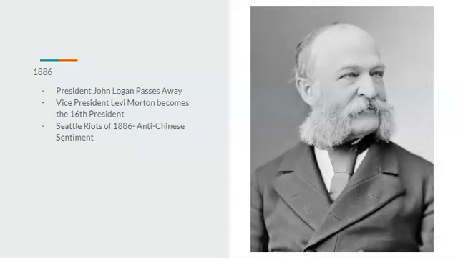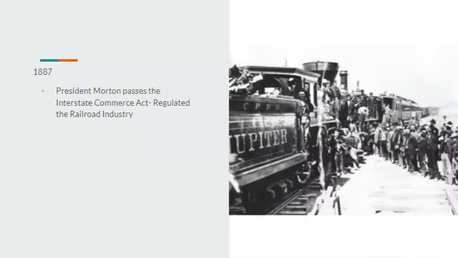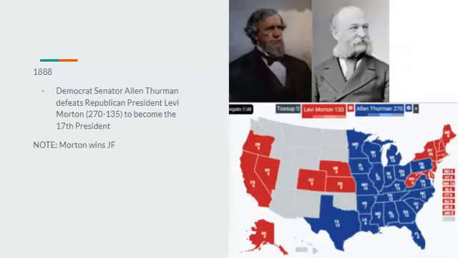However, in 1886, John Logan does sadly pass away, and his vice president, Levi Morton, succeeds him to become the 16th president. We would also see the Seattle riots of 1886, which is anti-Chinese sentiment. Going in 1887, President Morton would pass the Interstate Commerce Act, which regulates the railroad industry. Going in 1888, we would only see the election, and Morton would be facing off against Allen Thurman, the senator from Kentucky. Allen Thurman would go on to defeat Levi Morton 270 to 135 to become the 17th president, and Morton would go on to win the state of Jefferson.